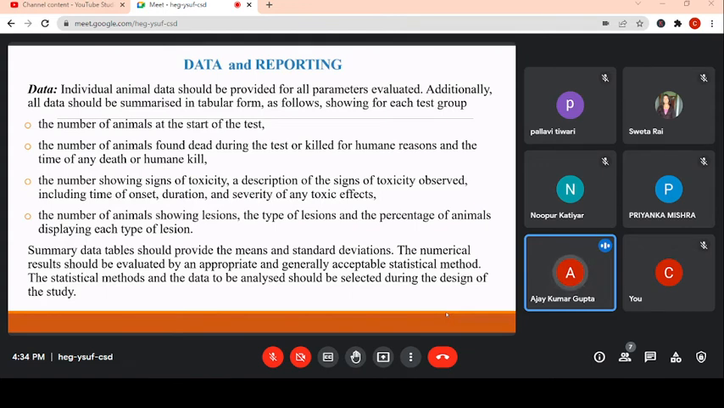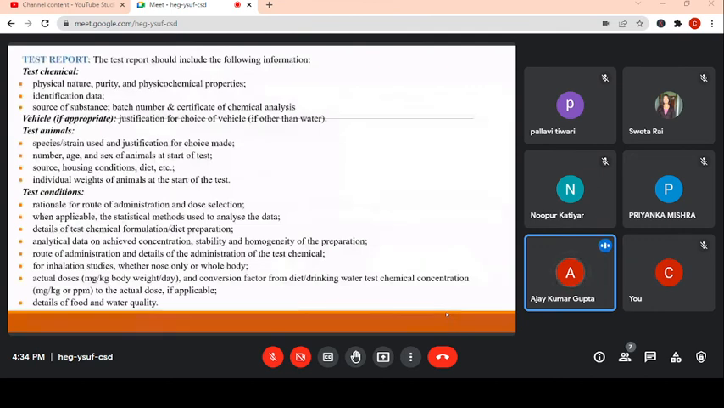The statistical method and the data to be analyzed should be selected during the design of the study, when you present in front of the committee for the approval. Test report. The test report should include the following information. First, about the test chemical: physical nature, purity, physicochemical properties that have already been done during your dissertation, or when you submitted your dissertation of the master's.